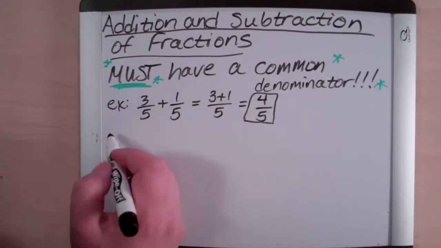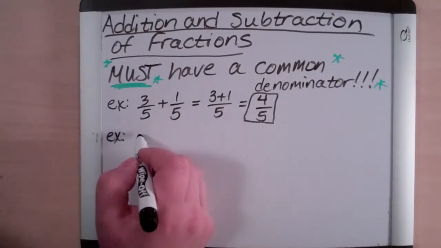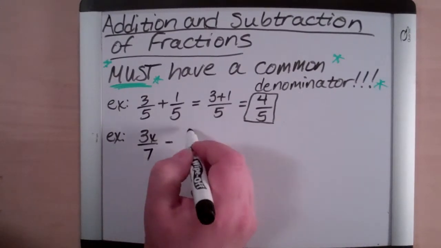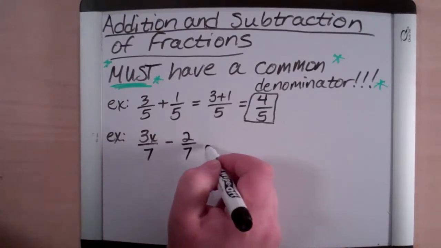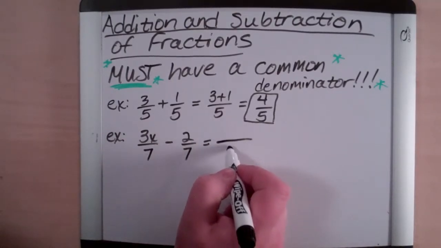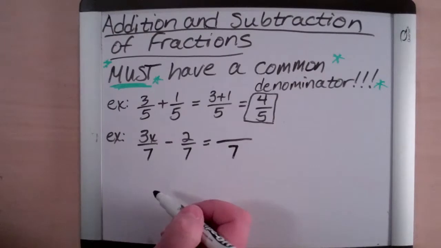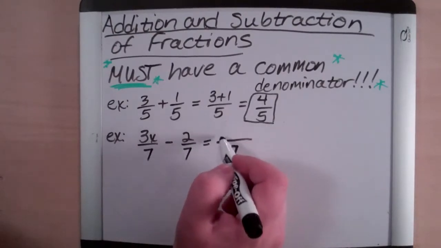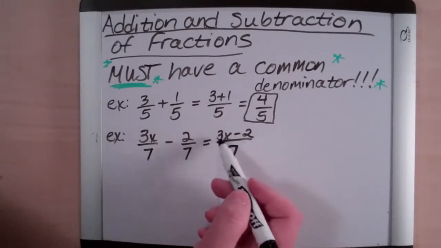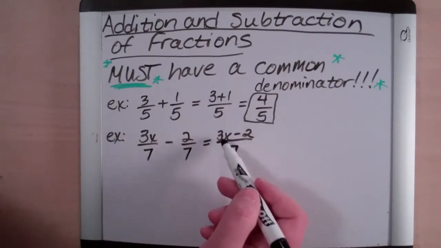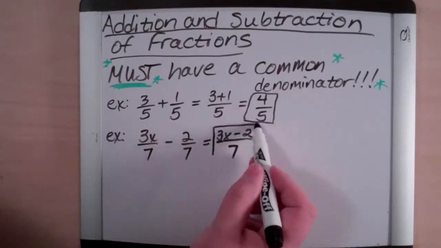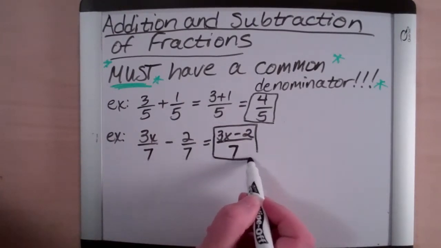Okay. Now if I took another pair of fractions, I'm going to take 3x over 7 and I'm going to subtract 2 over 7. With the common denominators, I can immediately write that my answer is going to have 7 in the denominator. The numerator, though, I'm going to take the 3x and I'm going to subtract 2. And in this case, I have no common terms here, no similar terms here, so I can't simplify this any further. My answer will be 3x minus 2 over 7.